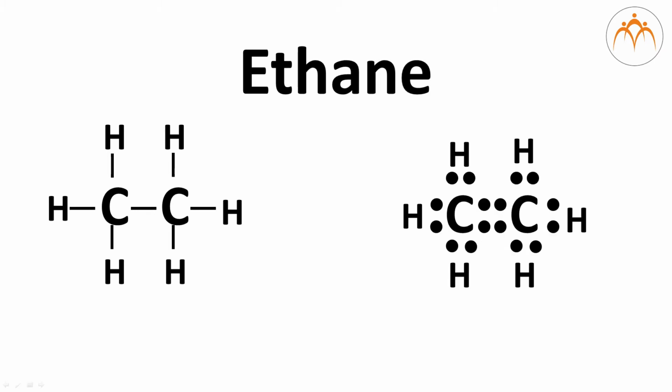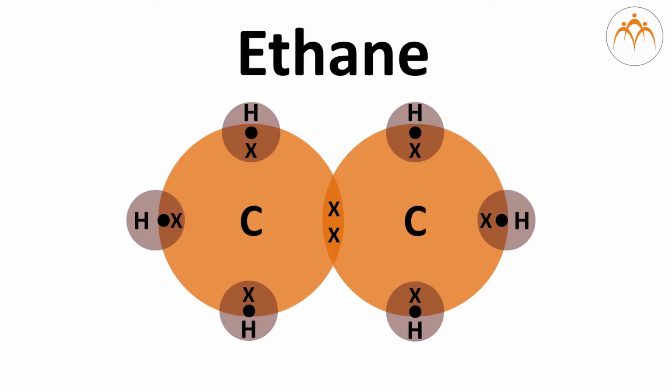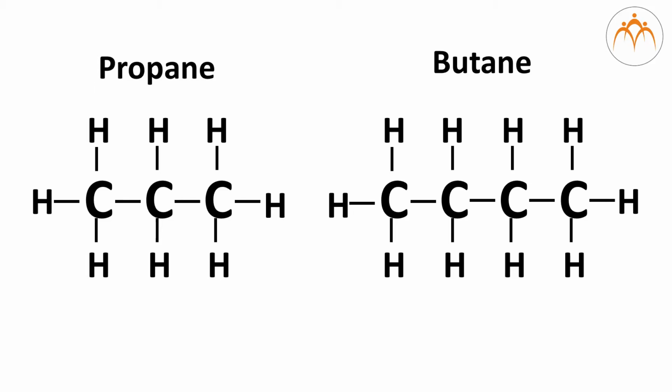Now if I want to draw the electron dot structure of the same molecule, I need to understand that each of these bonds is formed by overlap of 2 electrons such that these 2 electrons are shared between the 2 elements. In case of a carbon-carbon bond, each of the carbons is donating one electron, and the same happens when they form a bond between carbon-hydrogen. You can see that the electron dot structure of ethane is like this. You can try drawing the line structure for propane and butane.